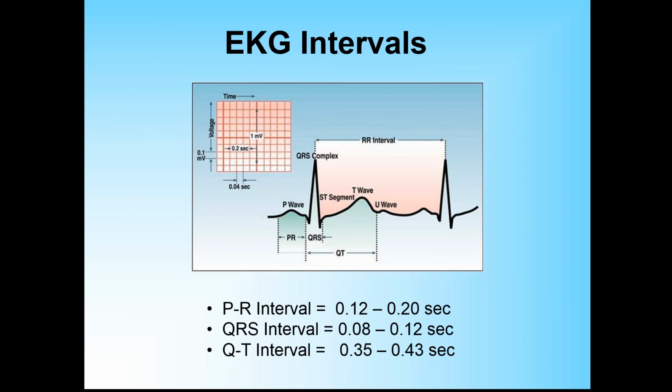This is how you measure your intervals, and it's important that you know these. Your PR interval normal is 0.12 to 0.20. Your QRS interval is 0.08 to 0.12. And your QT interval is 0.35 to 0.43. You do need to know these measurements. This is a great example of how to measure them, and you also have another one in your EKG packet. The main things you're going to be focusing on is anything that's abnormal. So, of course, in order to interpret a rhythm, you need to know these normal values. Any questions on your EKG intervals? Okay, next.